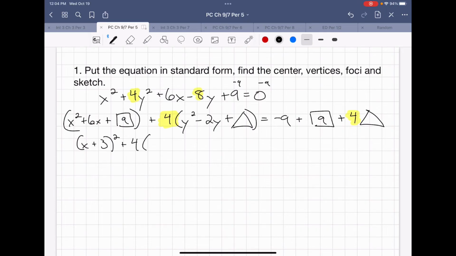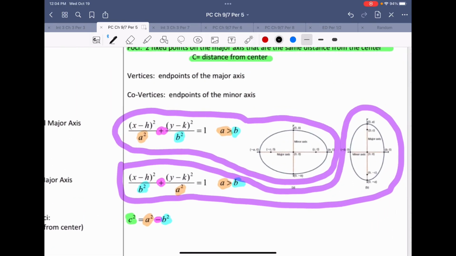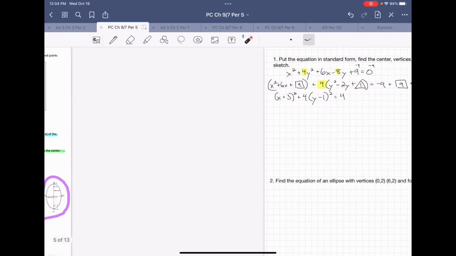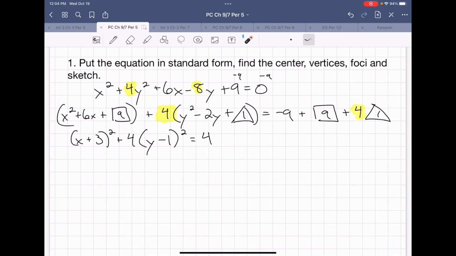There's a coefficient. Completing the square, half of negative 2 is negative 1. Squared is 1 for the triangle. Negative 9 plus 4 equals 4. But standard form always equals 1. So you're not done until it equals 1. So to get it that way, divide by 4. Everybody gets divided by 4.